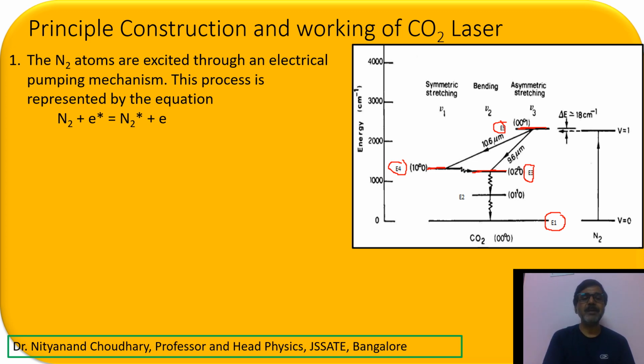The nitrogen atoms are excited through the electrical pumping mechanism. The process represents that nitrogen has been ionized. So nitrogen is moving to the excited state, right? And it is liberating an electron. So that process has been shown over here. Firstly, we have given the energy, the DC energy for the ionization. Nitrogen has got ionized and nitrogen has moved to your excited state.